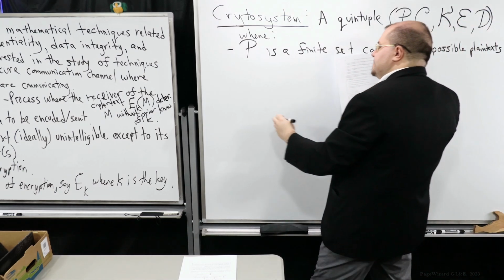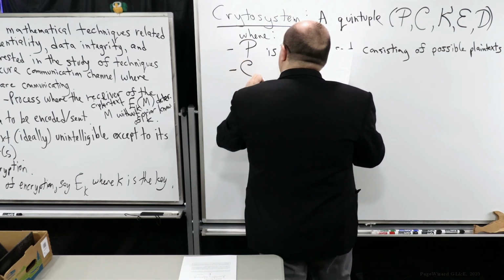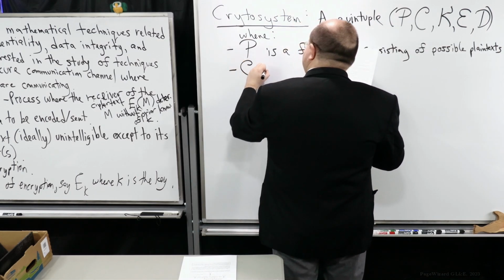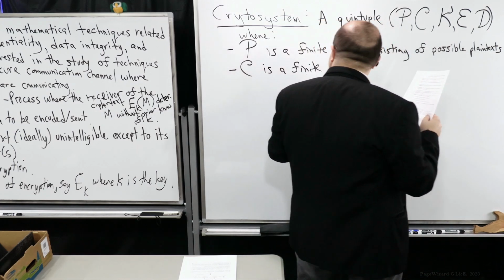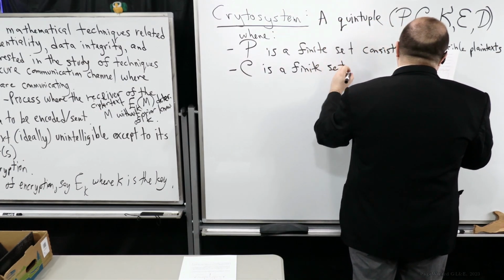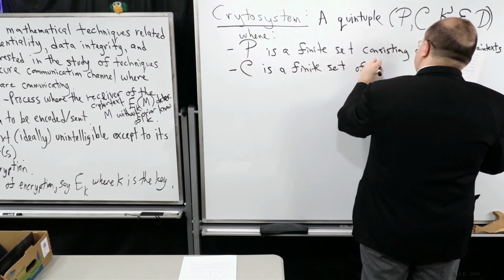Possible plaintext. Naturally, C would be a finite set as well, right? A finite set of possible ciphertext.